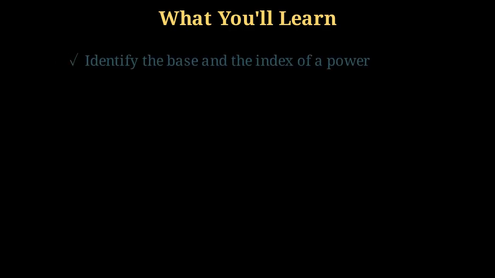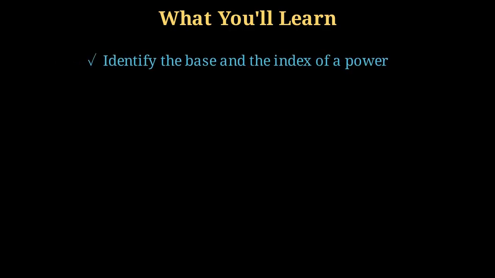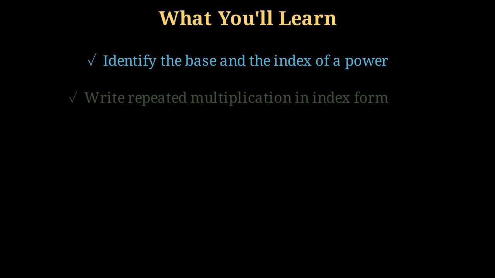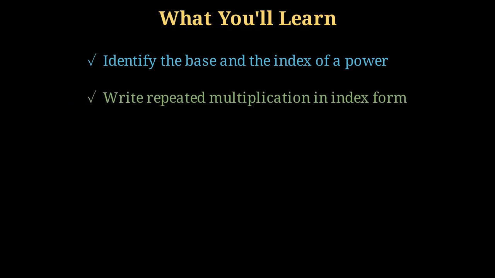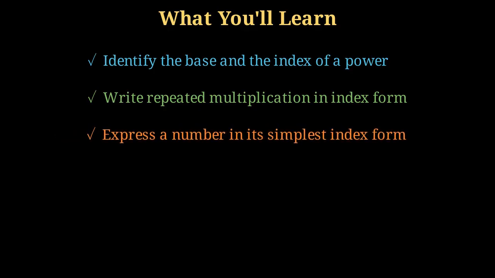That shorthand is called index form. By the end of this lesson, you will be able to first identify the 2 parts of a power, the base and the index that sits above it. Second, write any repeated multiplication in index form, whole numbers, letters, and fractions, and expand a power back out again.